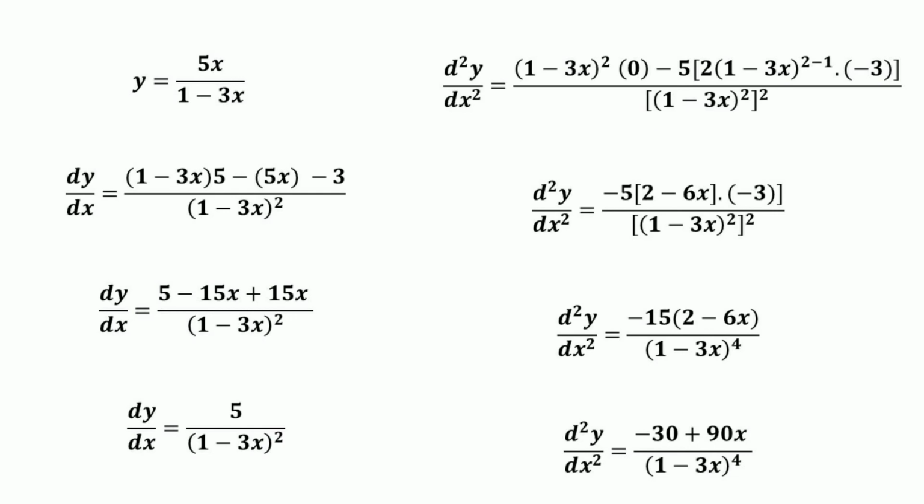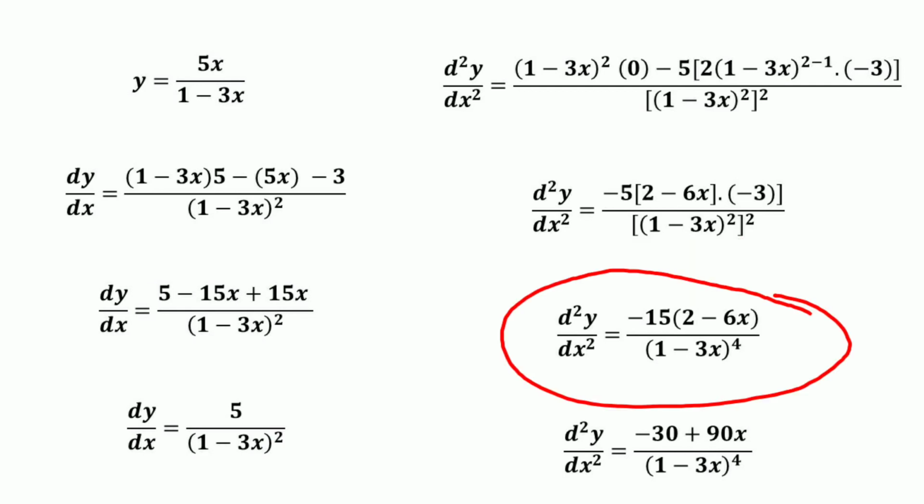If you solve this, then it will become (1 minus 3x) squared into 0 which will become 0, minus 5 into 2 into (1 minus 3x) raised to the power 2 minus 1. So the power will become 1, into minus 3, whole divided by ((1 minus 3x) squared) whole squared. Then it will become minus 5 into minus 3, which will become minus 15, into (2 minus 6x) divided by (1 minus 3x) raised to the power 4.